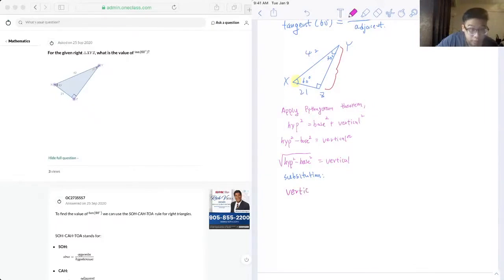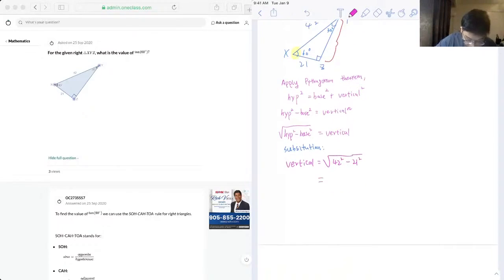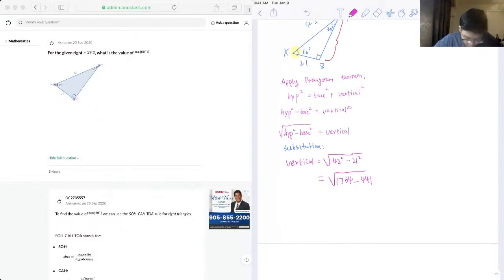So vertical will be equal to root of 42, our hypotenuse, squared minus 21, our base, squared. 42 squared would be 1764, and 21 squared would be 441, which is root 1323, which we can rewrite as 21 root 3.